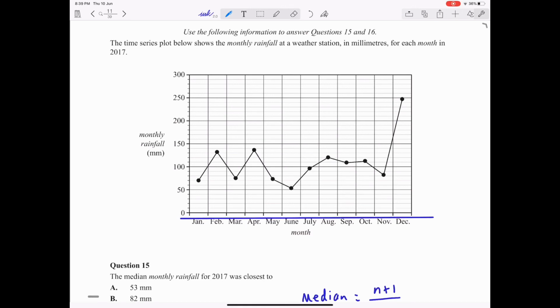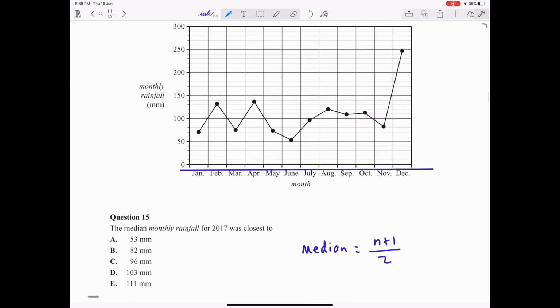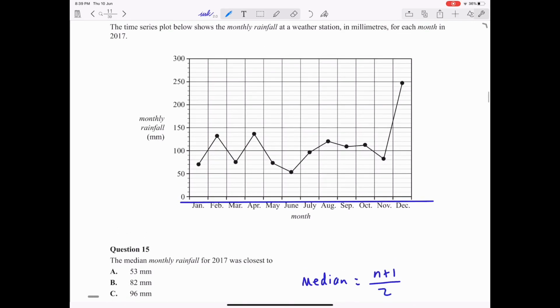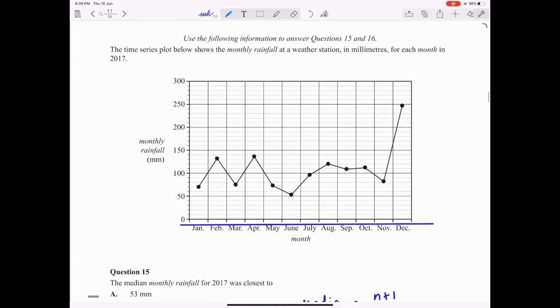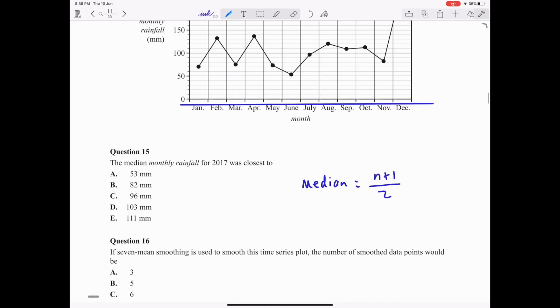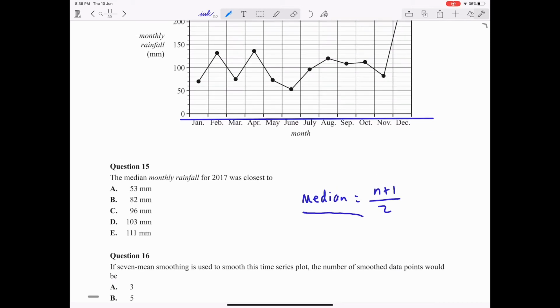Question 15. The time series plot below shows the monthly rainfall at a weather station in millimeters for each month in 2017. The median monthly rainfall for 2017 was closest to. So basically we've got to work out the median monthly rainfall for 2017. We know that there's 12 months, so we use the median formula over here, which is n plus 1 on 2. We know that the value of n is 12 because there are 12 months in each year. And if you do that, that gives you 6.5.